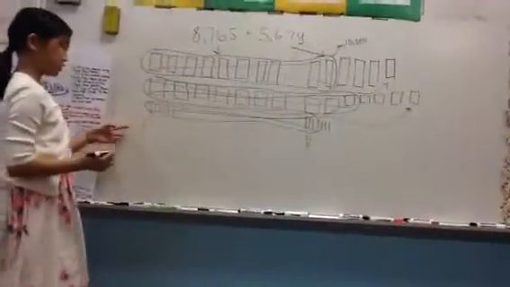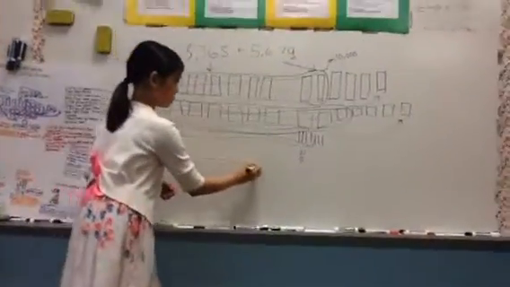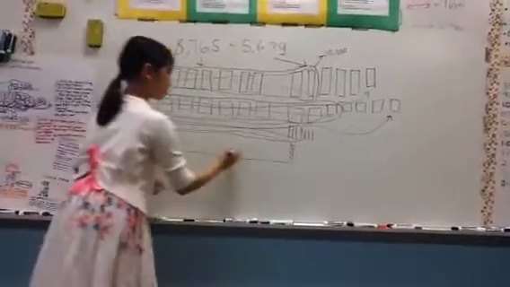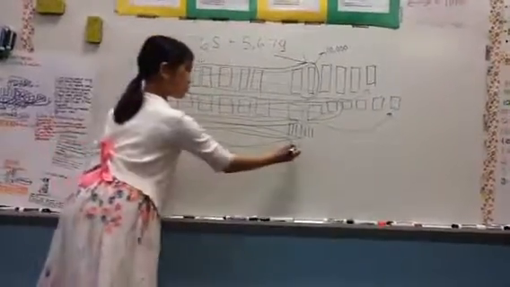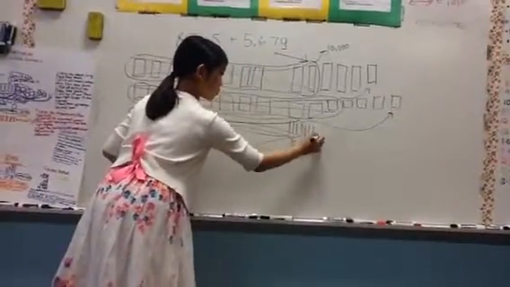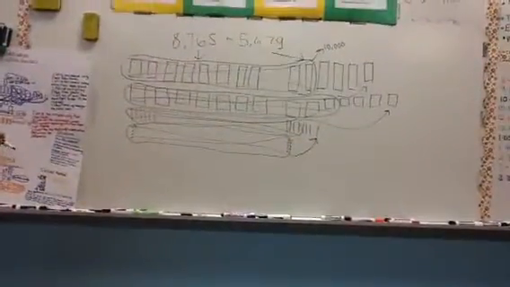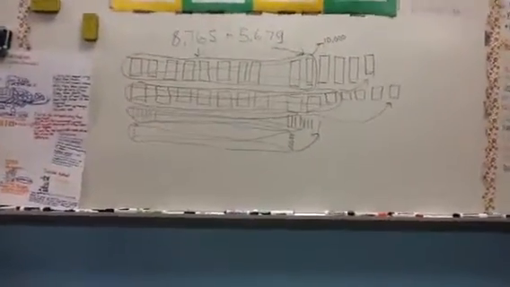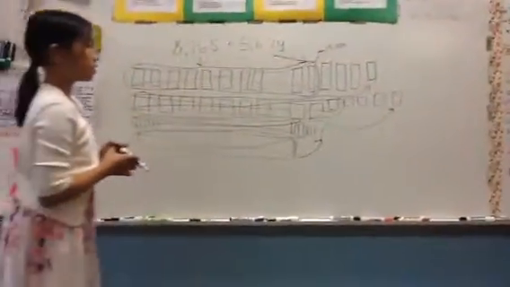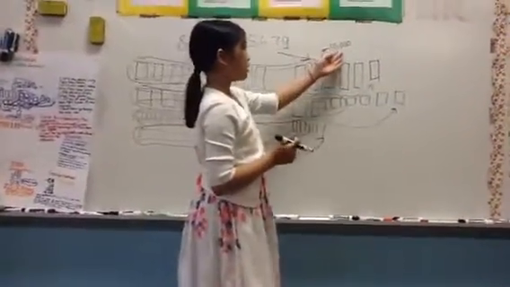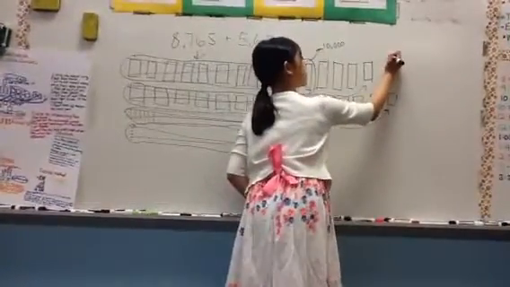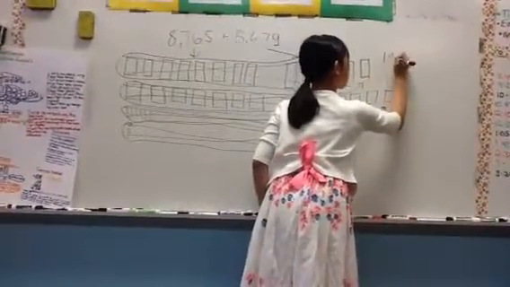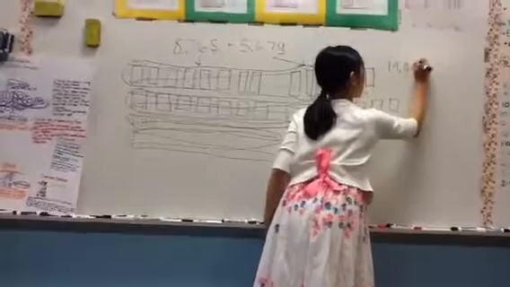And lastly, the ones place. We have to regroup these into a ten. Now you just count up the remaining place value blocks that you have not X'd out and find your answer. So it is 14,444.